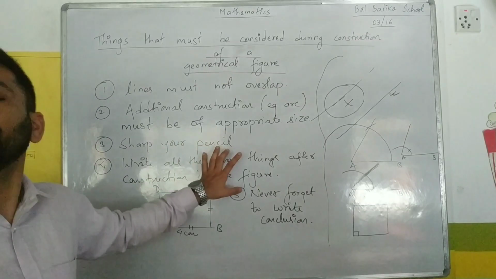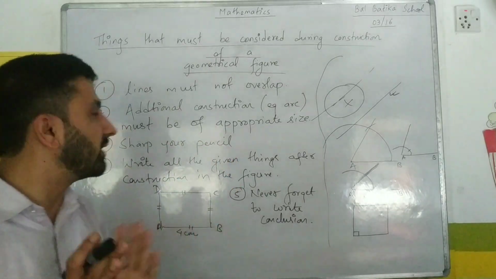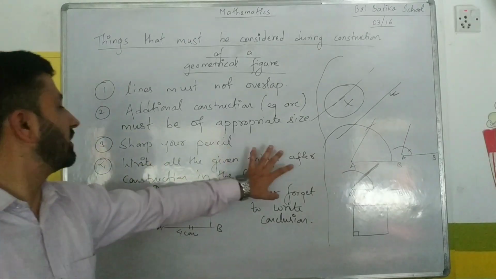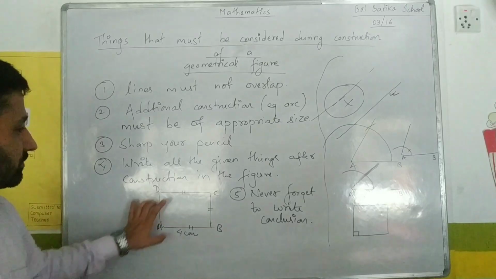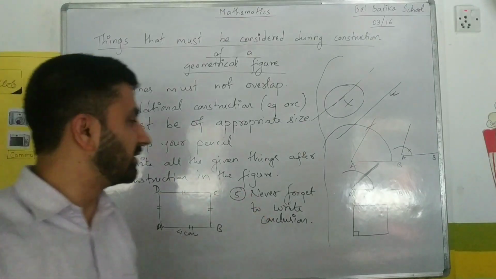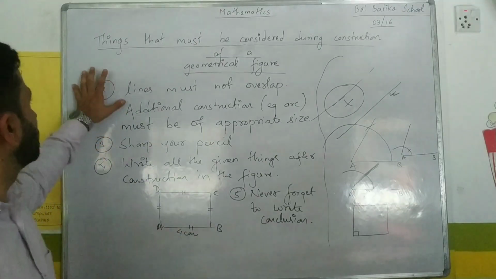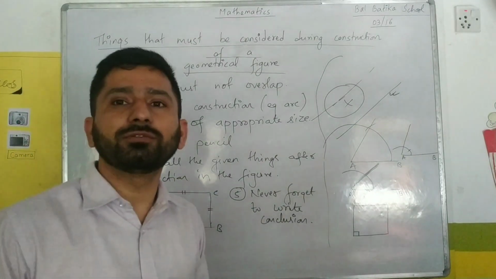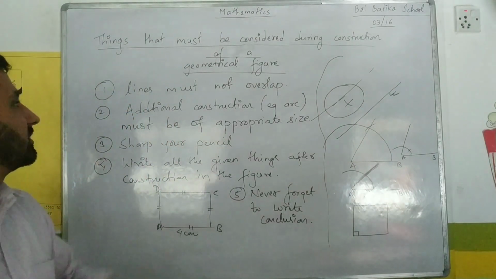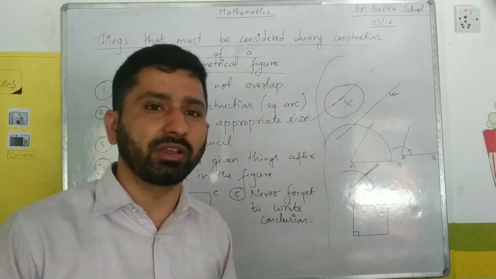Do not use a blunt pencil. It may give some geometrical constructional error. Then write all the given things after construction in the geometrical figure too. And at last, always write the conclusion. Okay? And in today's video, I think this is fine enough for you all to understand that these things must not be missed during a construction of a geometrical figure.